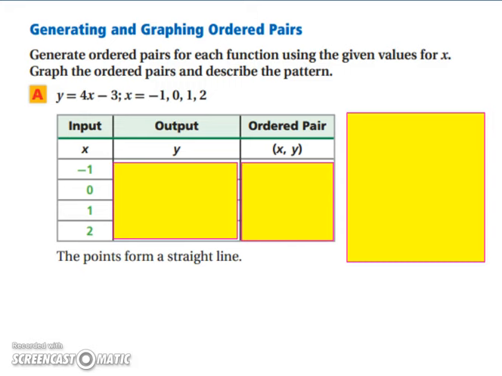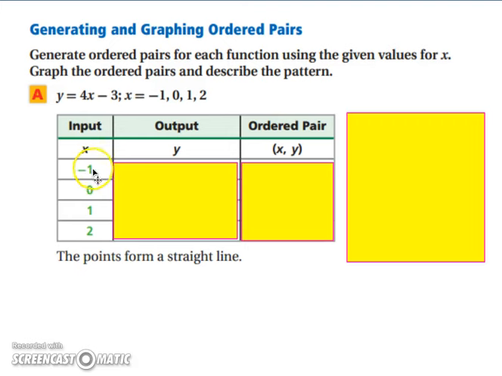Okay, so let's practice generating and graphing ordered pairs. We're going to generate our ordered pairs for each function using the given values for X, and then we're going to graph the ordered pairs that we have. So we have Y equals 4X minus 3, and the X values we're going to use are -1, 0, 1, and 2. So these are our inputs. We're inserting those into our equation, and we're going to get an output. We're going to get an answer in the end.